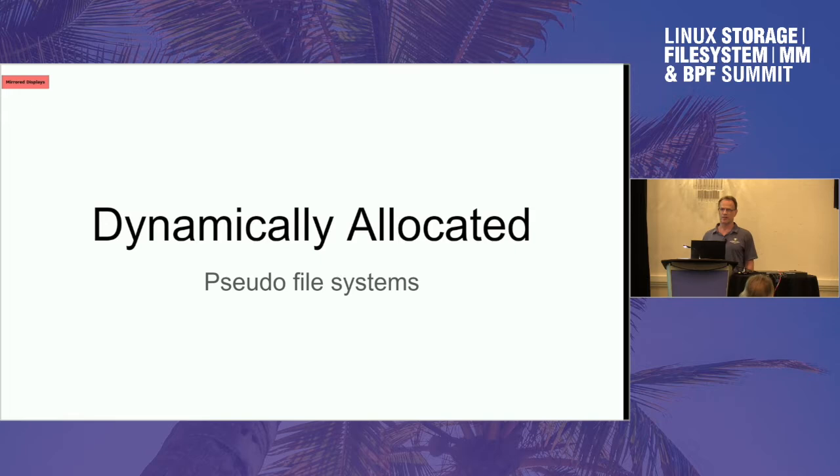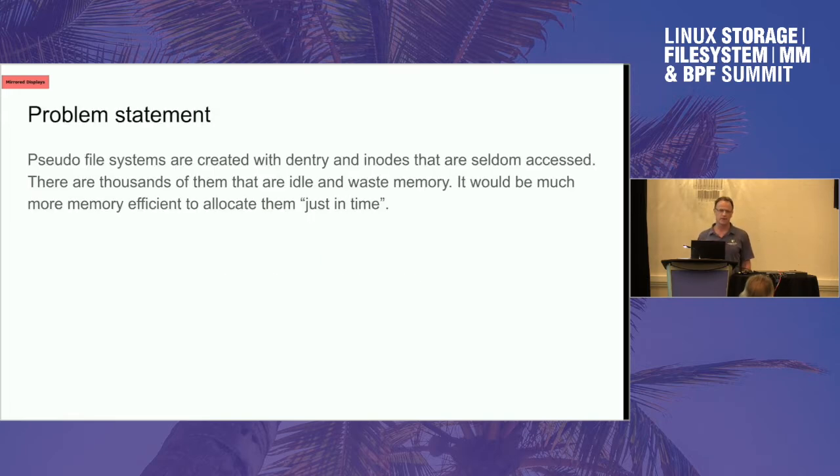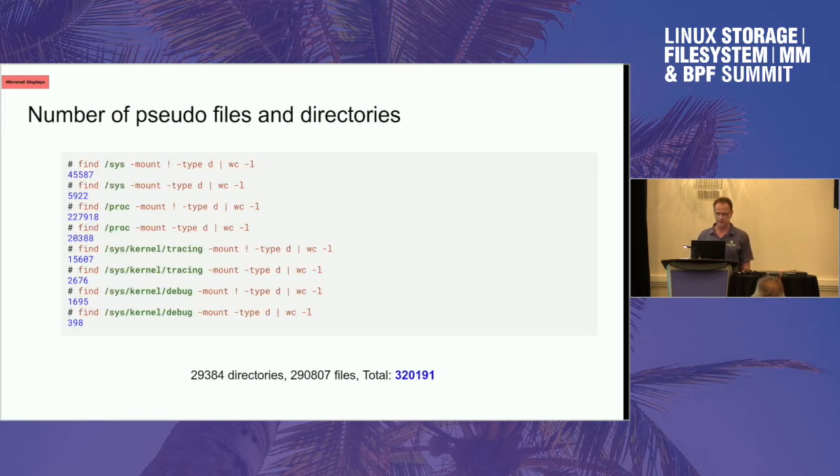I'm here to talk about dynamically allocated pseudo file systems. So I decided to start off with a problem statement, basically saying pseudo file systems are created with dentries and inodes that are seldom accessed. There are thousands of them just sitting there idle, wasting memory. It would be much better and more memory efficient if we just allocate them when we need them, just in time.